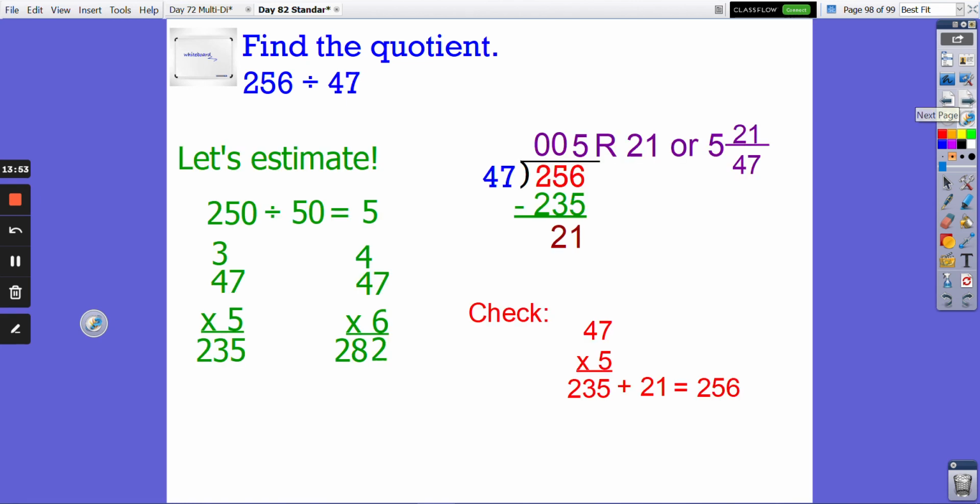Okay, you should have gotten 5 remainder 21 as your quotient. Okay, if you estimated, you would know to start at 5. So you end up with 5 remainder 21, or 5 and 21 over 47. If you check your work, 47 times 5, 235, plus your remainder of 21, you end up with 256.